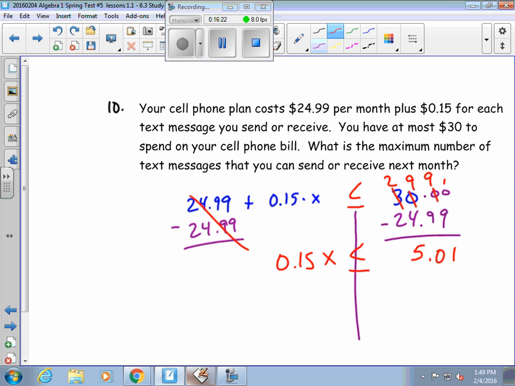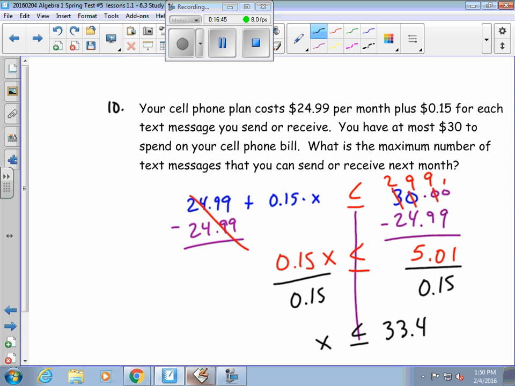Then you want to get X by itself. Divide by 15 cents. When you do it here, do it here. How many times does 15 cents go into $5.01? And X's value has to be less than or equal to 33.4. And in this case, it's 33.4 text messages.